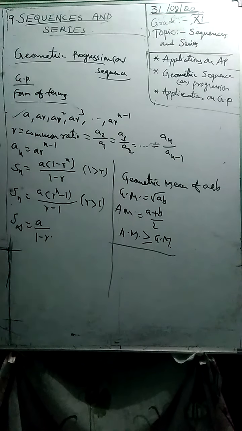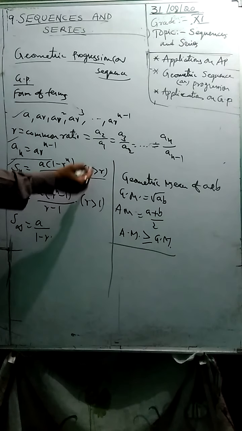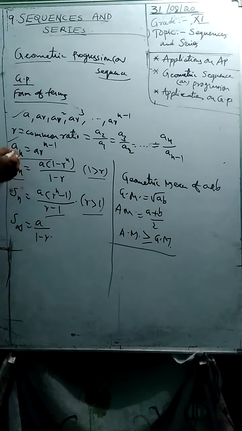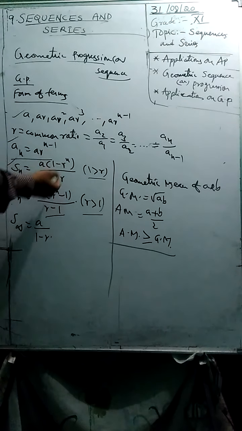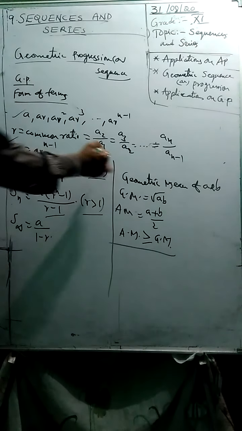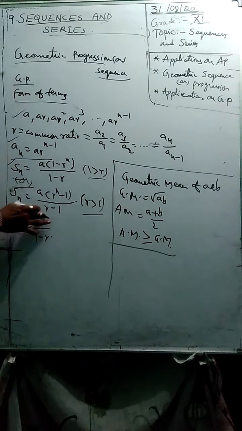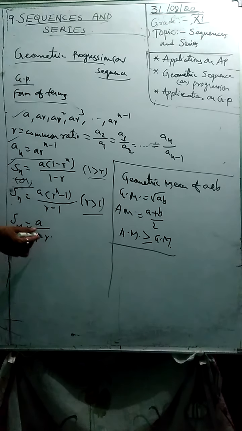Once again, this is the form of terms, this is the common ratio, the nth term, or last term, or general term. For the Sn formula, students, when R is greater than 1, we will use either this or this, any one formula accordingly. If you use this formula with R greater than 1, it cancels and you will get a positive value. The sum of infinite terms in a geometric progression is defined as A by 1 minus R.